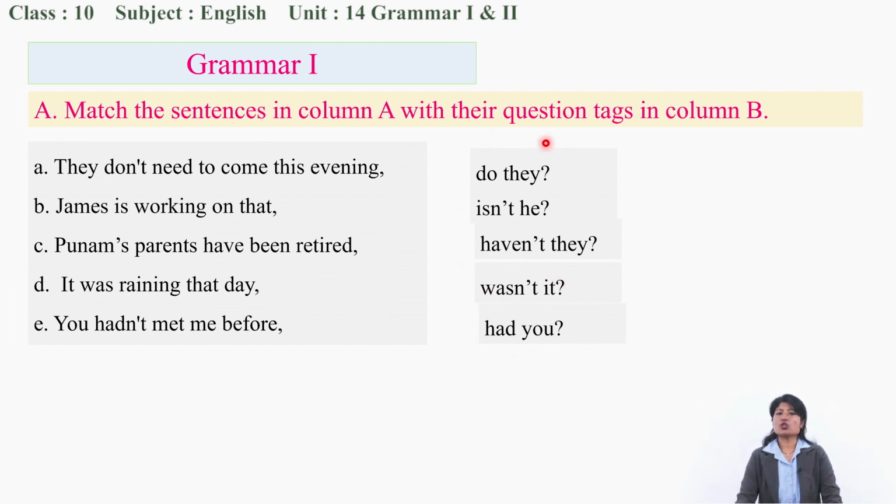And have you noticed something more over here? Yes, if the statement is negative, like they don't need to come this evening, then what type of tag question is there? Affirmative. Yes, positive tag. James is working, isn't he? Here working is positive, isn't is negative. Have been retired, haven't they? Was it raining? Wasn't it? Hadn't met? Had you? You must have noticed these things.